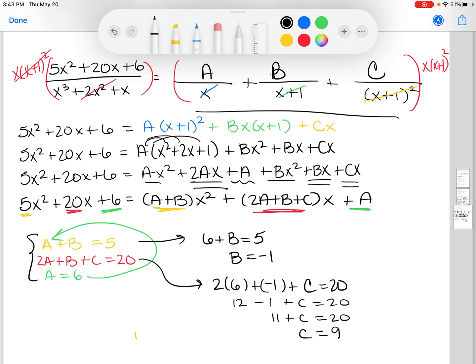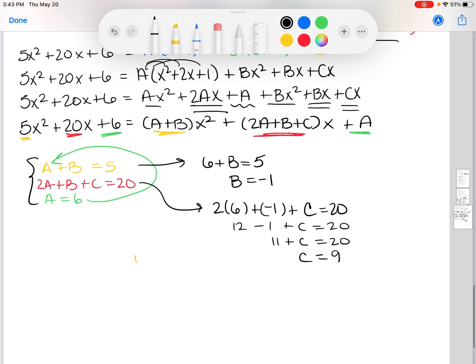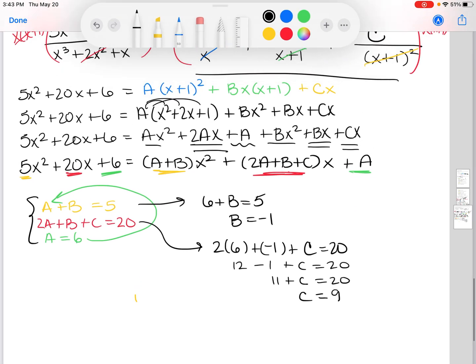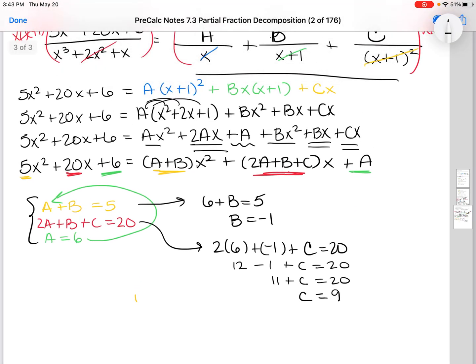So now what we can do is rewrite this. We're going to go back up here and just replace a, b, and c. So that's going to give us, let's see, a was 6. So 6 over x plus b was -1. So if you want to write minus, we could do that. -1 over x plus 1. And c was 9 over x plus 1 squared.